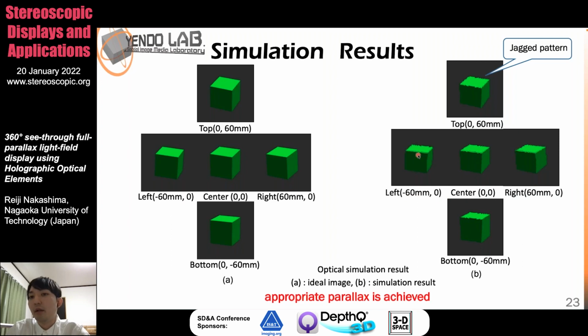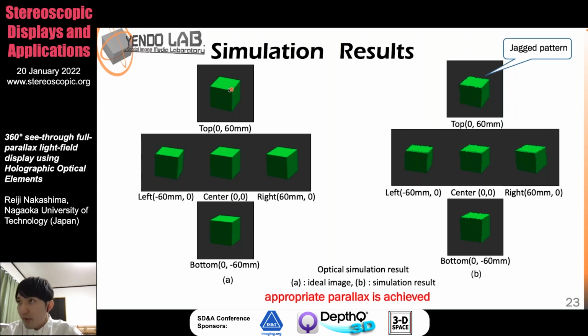In this result, we can see appropriate parallax is achieved. Focusing on the right side of the cube, in the ideal image, you can see this side is changed according to the eye position, camera position, and you can see the same thing happen in the simulation result here and here and here. So we can say the horizontal parallax is achieved properly.